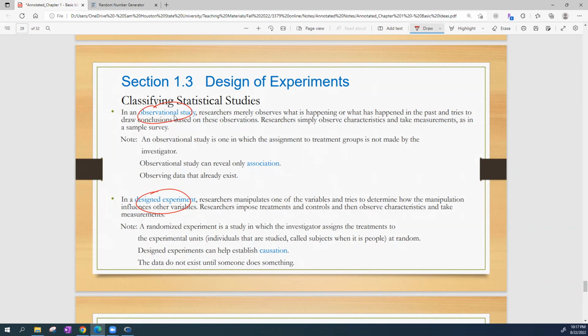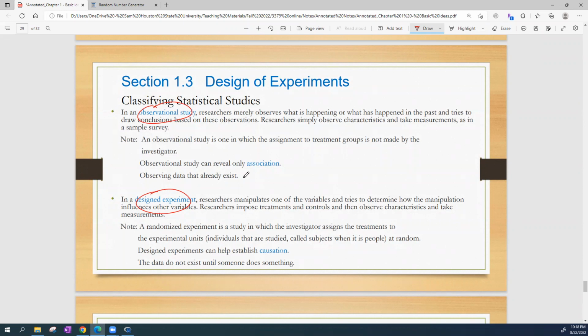So here are some important notes. The first one: an observational study is one in which the assignment to treatment groups is not made by the investigator. Observational study can reveal only association, observing data that already exists. So when you look at a statistical study, you look at all these important notes here, and whether the study is following these categories. If yes, then it's an observational study.